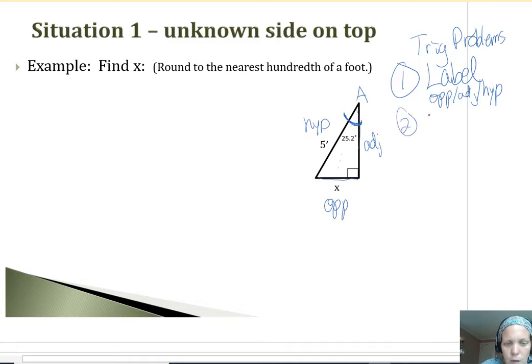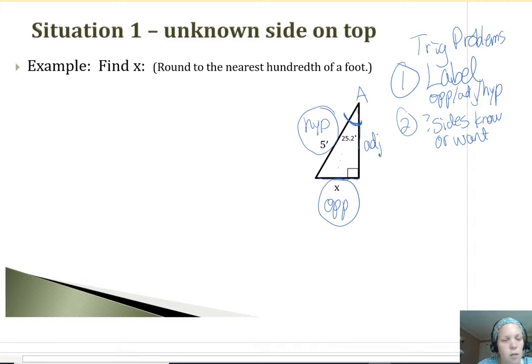Okay, now I need to look at what's the sides that I need. Which sides do I either know or need? Actually, I usually say know or want. Which sides do I know or do I want? In this problem, I know the hypotenuse and I want the opposite. Notice there's no number with adjacent and there's no X. I don't really care about the adjacent side.